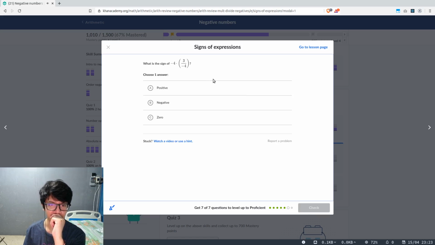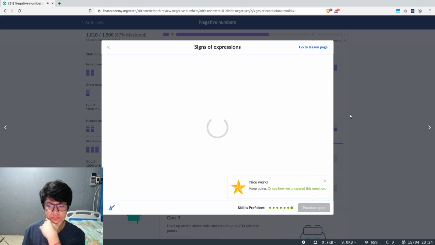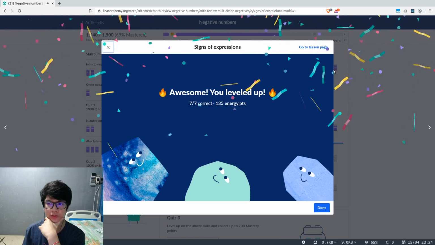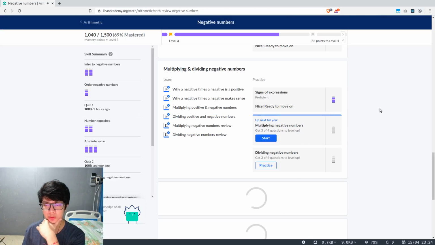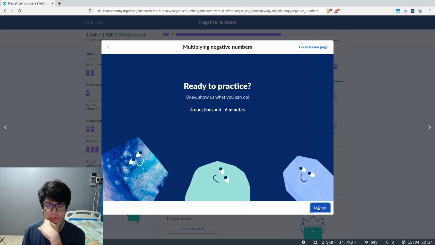What is the sign of negative 4 times... Oh shit. Okay, it's gonna be positive, right? Yeah, man. Sure. What is the sign of when x is greater than 0 and y is greater than 0? How about positive? Yeah, because both are greater than 0, and then both's gonna be negative. Then yeah, same sign. Multiply negative numbers. Let's go.